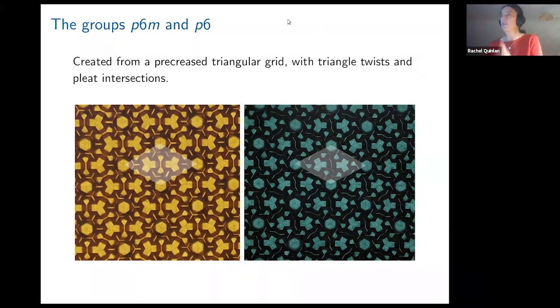And the other thing I want to remark, these two pictures are created from a pre-creased triangular grid with triangle twists and pleat intersections. So I'd like to try to explain what that means. So this is a pre-creased triangle grid. It's just a square of paper, which is folded into these triangles. So it's got a full triangular lattice.